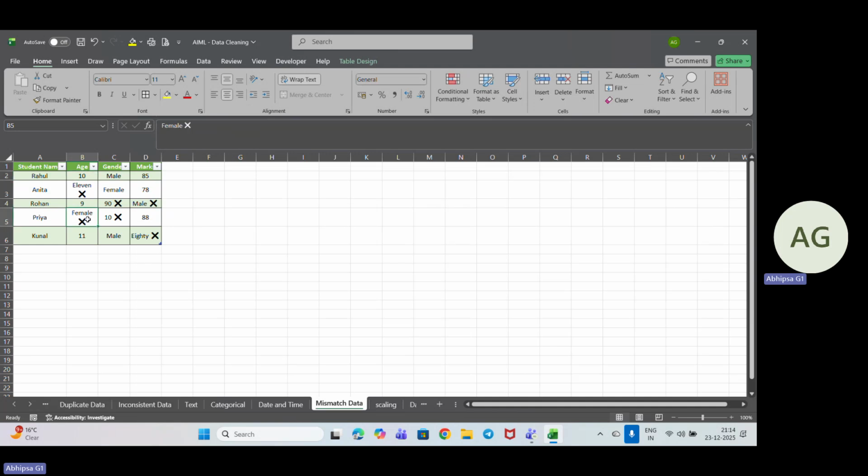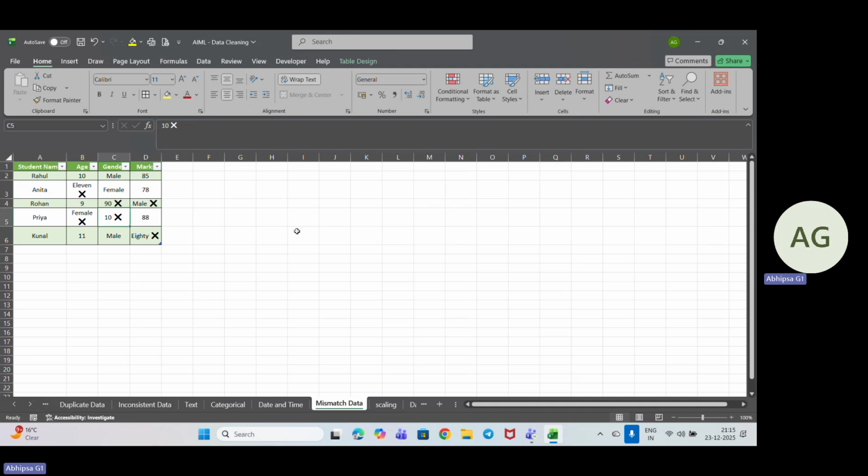What about this female here? Why is this female? So here 11, I can understand this is an inconsistency in the data that we can fill, that we can take accordingly. But what about this female? Female shouldn't be here, right? That is gender, and gender cannot be in the age column. Or here also, gender that is coming down to 90 or 10.